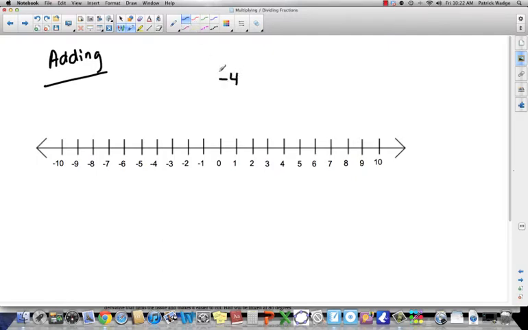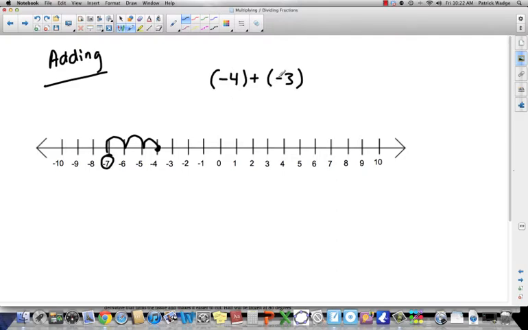Negative 4 plus, I don't know, negative 3. This is your starting number, negative 4, plus another negative. You have to go in the negative direction. So you're going to go 1, 2, 3. Oh, my answer is negative 7.